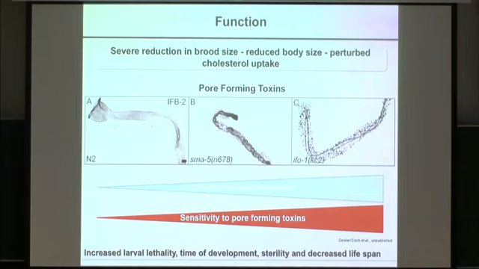And to come back to my original theme of buffer or stress protection, we can use such a system to challenge it. This experiment very schematically summarizes a large number of experiments in which we subjected the worms to pore-forming toxins. And as you can see, the more perturbed the arrangement of the subapical intermediate filament system is, the more phenotypic alterations we observe. For example, increased larval lethality, development is slowed, we see sterility, and also decreased lifespan.